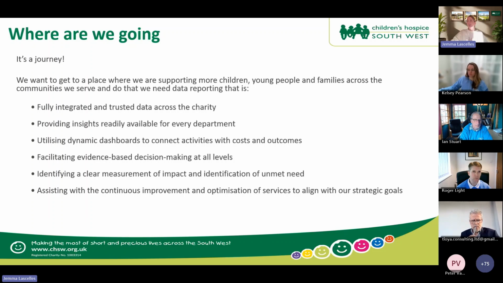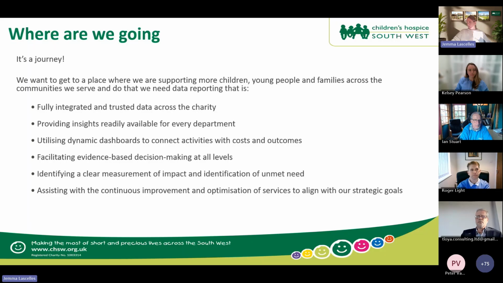But our goal is to reach a point where we can ultimately support more children and families. To get there, we need data and reporting that does more than just provide numbers for numbers' sake. We need it to actively empower our workers, and we need it to be answering those critical questions that the teams on the front line have said to me they need to know the answers to.